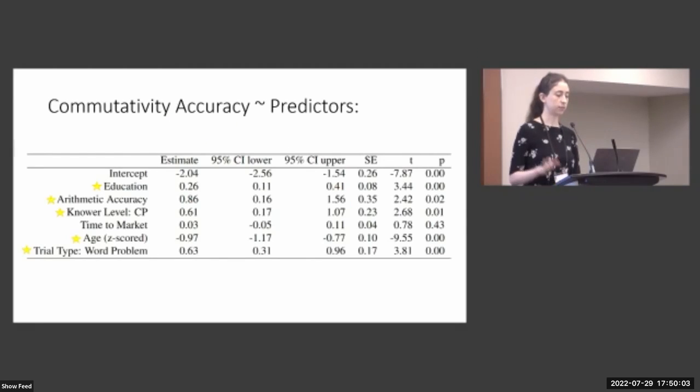So this summarizes the significant predictors in predicting commutativity accuracy. So we see that education was reliably predictive, as was arithmetic accuracy, as was number knowledge, but time to market didn't end up being predictive. And age, as I explained before, was not predictive, in fact, was kind of negatively predictive, I guess. And overall, people are also more accurate on the word problems than on the symbolic problems.